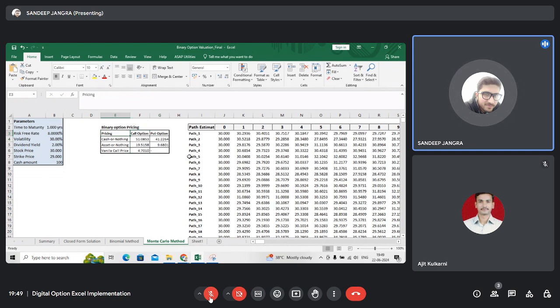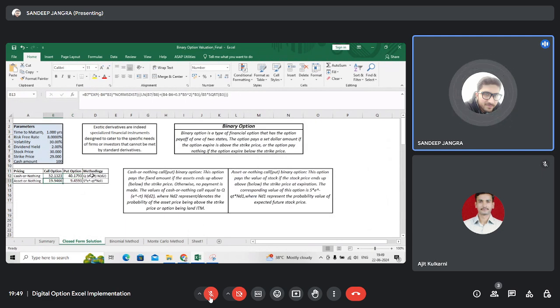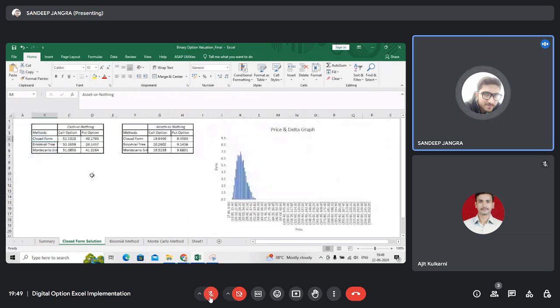So now in the next step we have to see the summary. Here we will observe the difference between our closed form solutions and validation, and our binomial and Monte Carlo simulation. So this is the price difference. This is the validation result. The cash or nothing value comes from the closed form solutions. Here we are calculating $52 and $40, and the asset or nothing value is 19 and $9.44. This is the binomial tree value of the cash or nothing option, and this is the binomial tree value of 9.4 as asset or nothing call and put options.